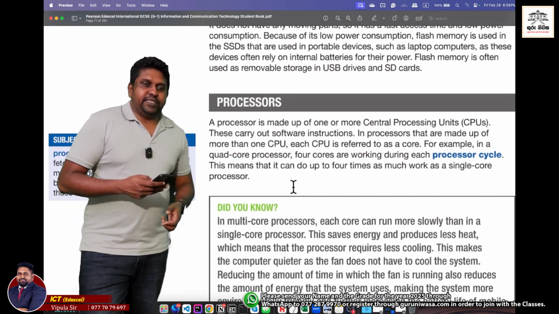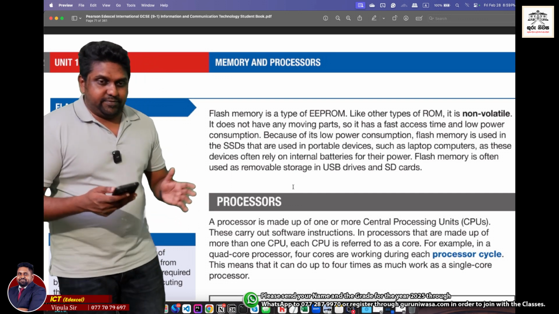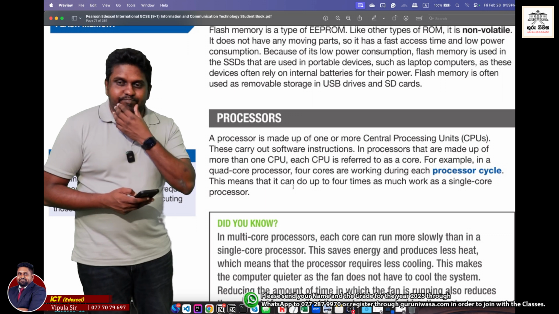Okay, so that's about flash memory, and that's about the types of memories. Any questions? All good?